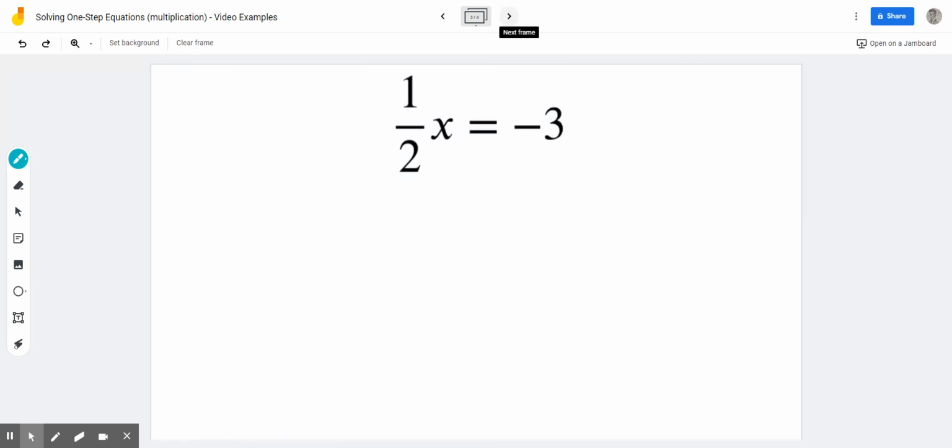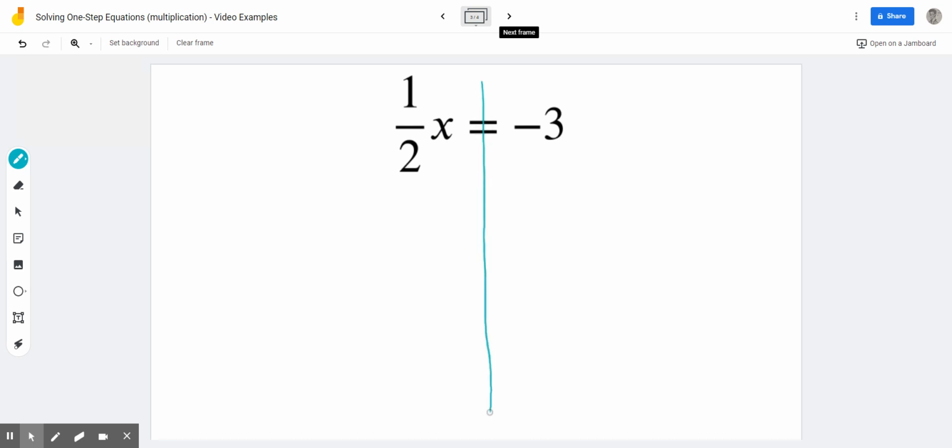All right, so this time we once again have a number in front of the variable. That means that it's being multiplied to that variable x. Even though it's a fraction, if there's no symbol inside here, right? There's no plus or minus sign, there's no division sign. That means that we are multiplying 1/2 times x.